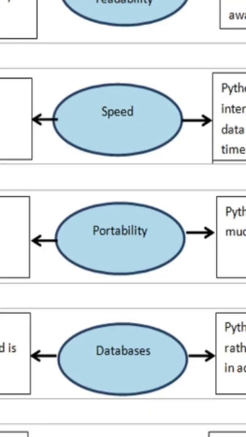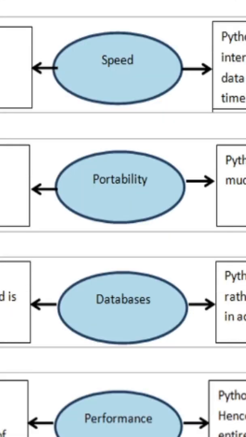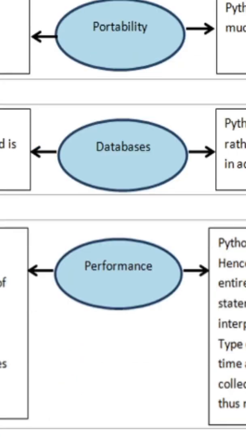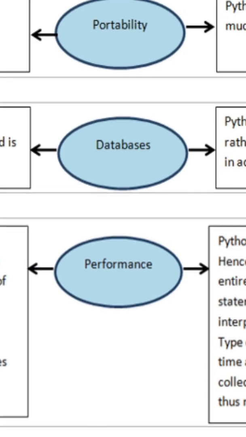Java is faster as it is a compiled language. Python is slower since it is an interpreted language and also its data type is determined at runtime. Java is portable and JVM is available for all platforms. Python is portable but not as much as Java.